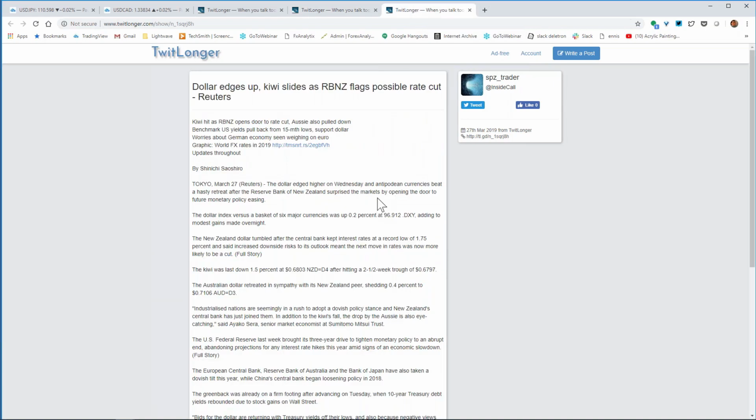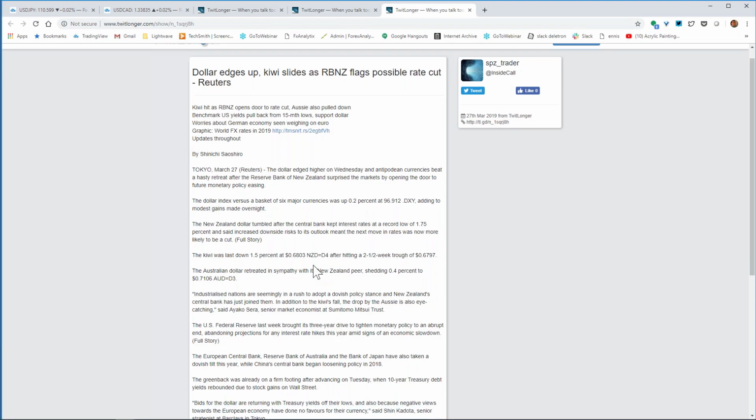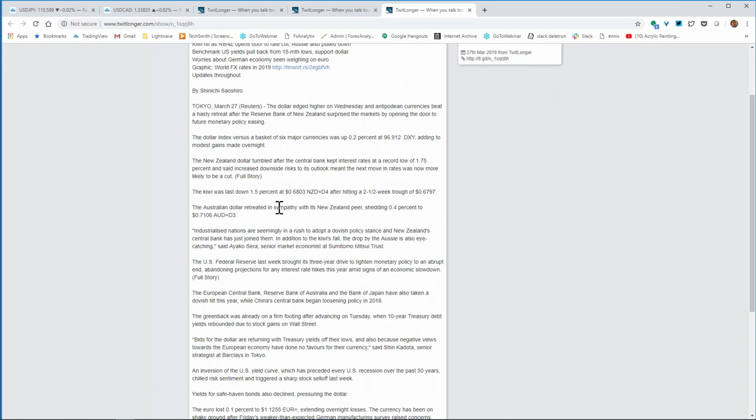And lastly, the dollar eases up as the Kiwi slides as RBNZ flags a possible rate cut. The dollar edged higher on Wednesday, and the Antipodean currencies beat a hasty retreat after the RBNZ surprised the market by opening the door for future monetary policy easing. The Kiwi is down 1.5% at 68.03. The Aussie dollar retreated in sympathy with its New Zealand dollar peer, shedding 0.4%. Industrialized nations are seemingly in a rush to adopt a dovish policy stance, and New Zealand's central bank has just joined them. In addition to the Kiwi's fall, the drop by the Aussie is also eye-catching, said Ayako Sera.